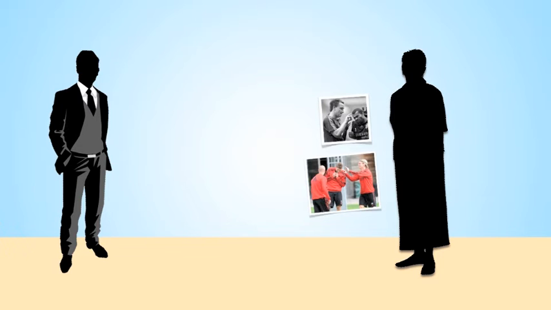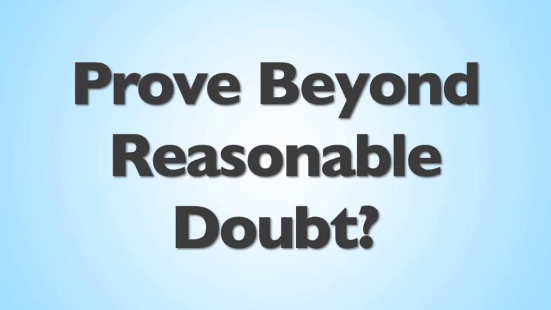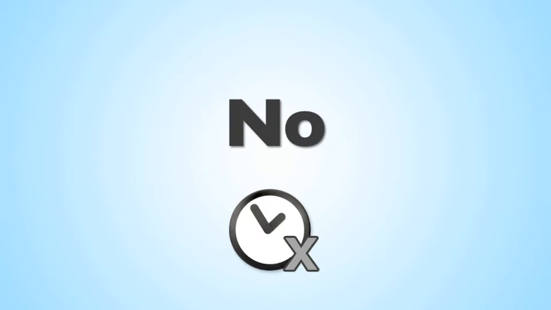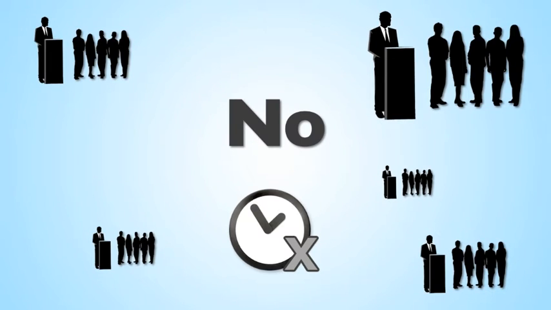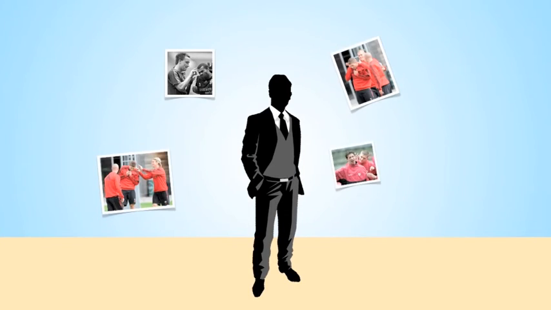Does the party have to prove beyond a reasonable doubt or by clear and convincing evidence that the other act occurred and the person committed it? No, that would be too time-consuming and lead to lots of mini-trials about other acts. Instead, the burden of proof for other act evidence is quite minimal.